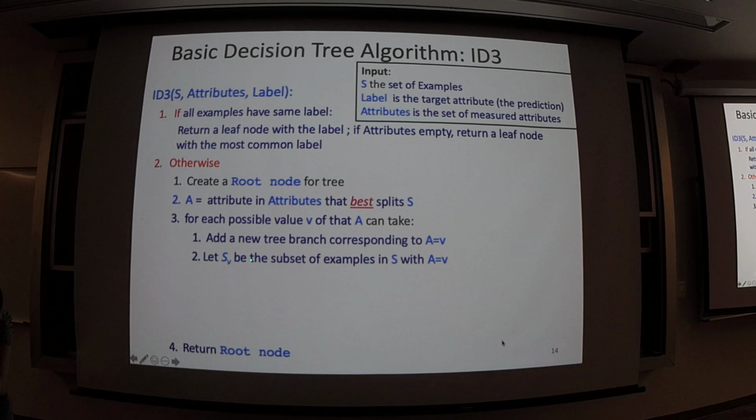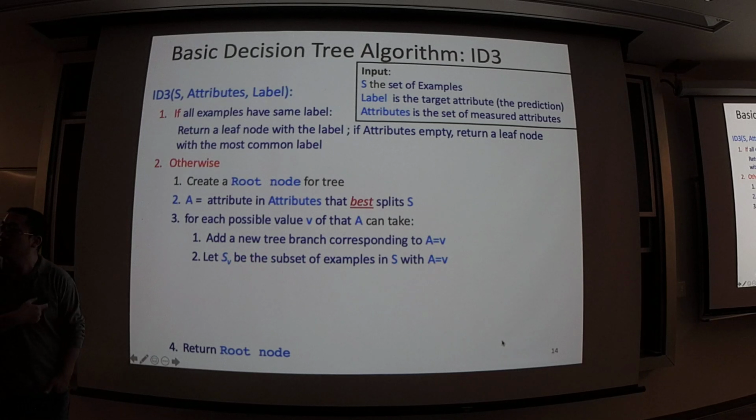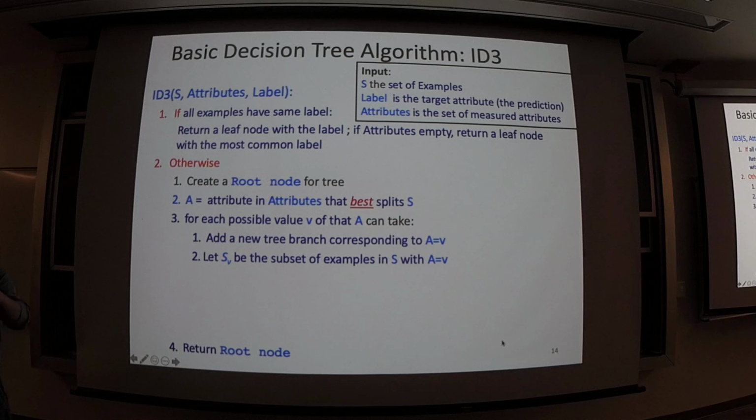We denote this subset of samples as SV. Obviously, for SV, we add a new tree branch which corresponds to A equals V. Along this branch A equals V, I pick up all the subset examples with A equals V. We denote it by SV. Okay, any questions at this point? This is the same as when we manually create the decision tree. We pick a feature A, and then we look at how many distinct values A can take. For each distinct value, I pick up the corresponding examples, and then I create a branch.